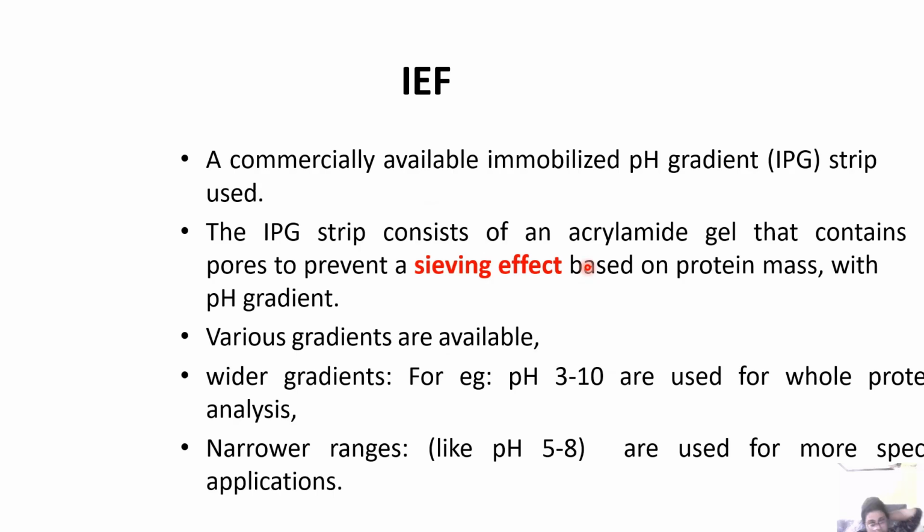So basically, a commercially available immobilized pH gradient strip is used. An IPG strip consists of an acrylamide gel that contains pores to prevent a sieving effect based on protein mass, with the pH gradient, and various gradients are available. For a wider range, for example 3 to 10, are used for whole proteome analysis, and lower ranges are used for more specific applications like pH 5 to 8.